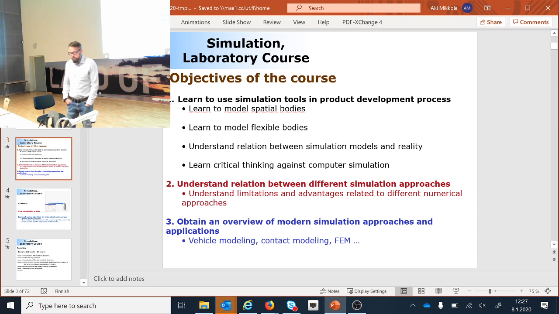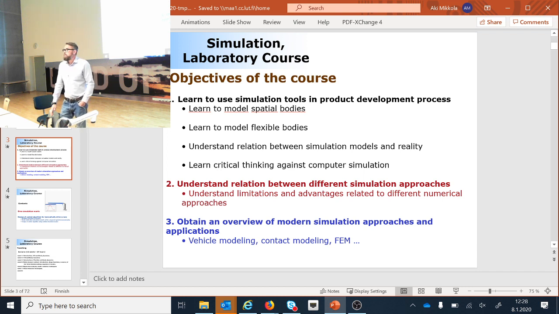We'll look a little bit at spatial bodies. That's good for you to know because everything is, of course, spatial. There is no such thing as a planar case in real life. How to describe everything in 3-dimensional space, that's where we will get started even today. Then we're going to look a little bit at flexible bodies, and then we'll really look at the relation between the simulation models and reality.